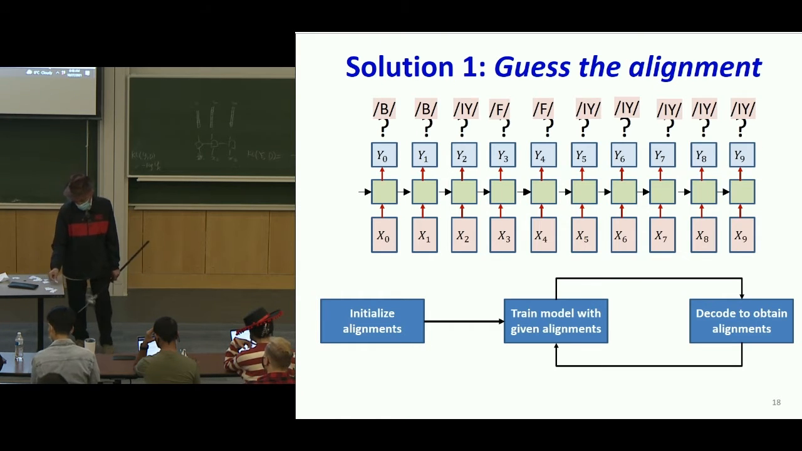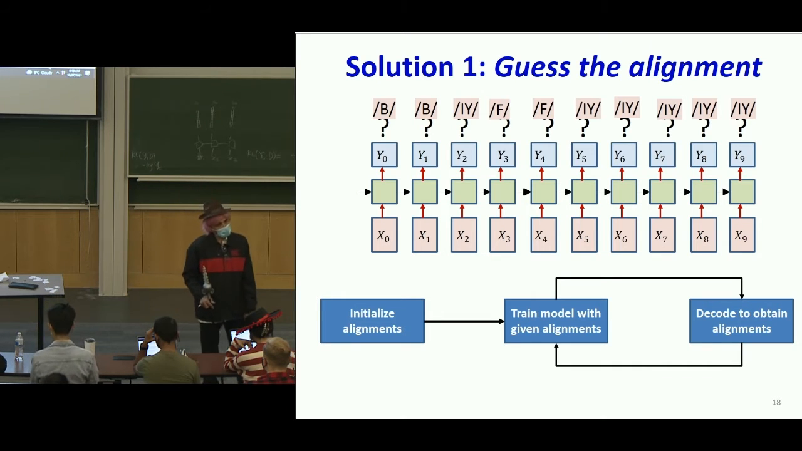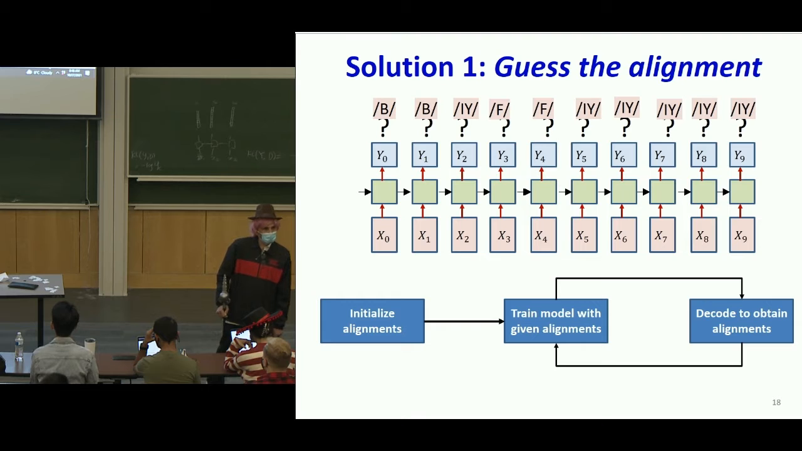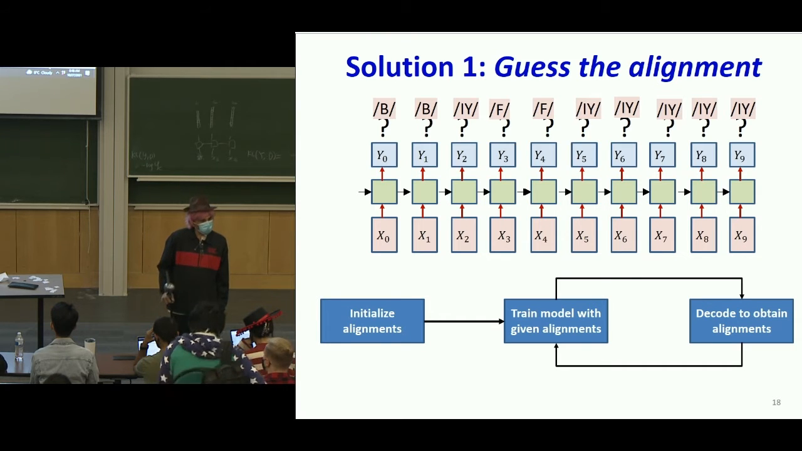Is the alignment you get at the beginning of the training going to be okay? Why not? The model parameters are not properly computed, correct? In the beginning, the model parameters are all noise, so the alignment you get is going to be poor.